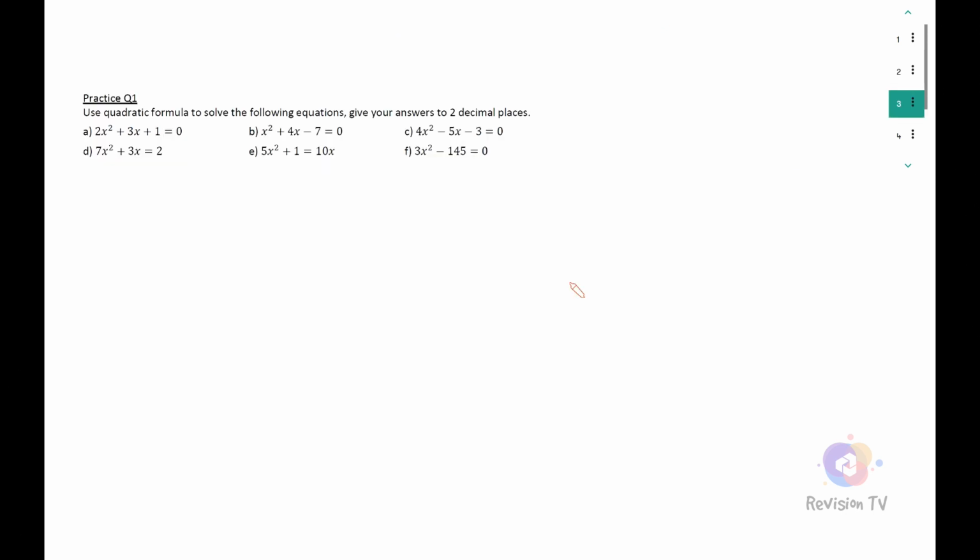Here comes practice question 1. Use a calculator and use the quadratic formula to solve the following equations. Give your answer to two decimal places. When you're ready for the answer, you can press play.